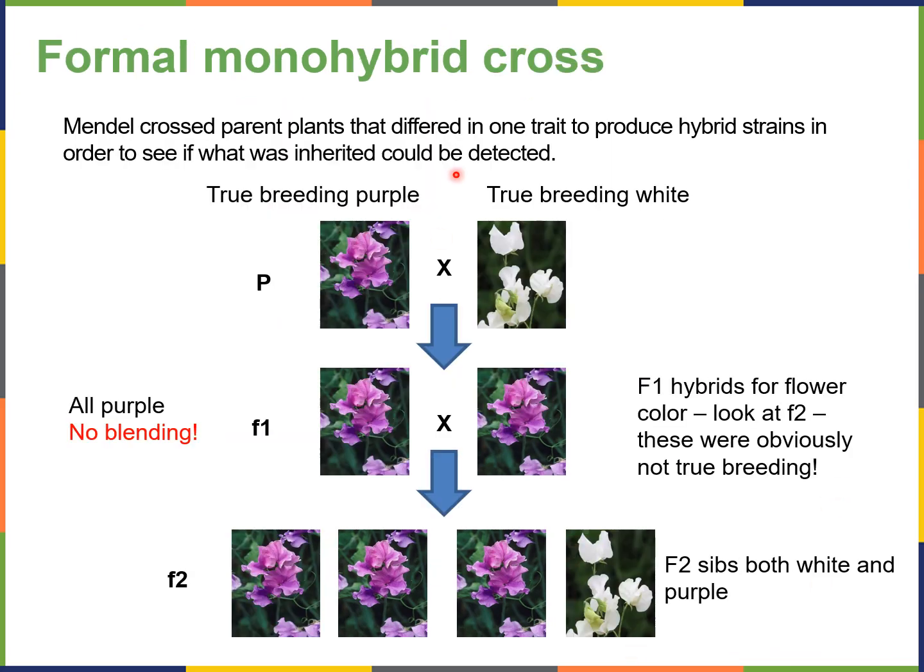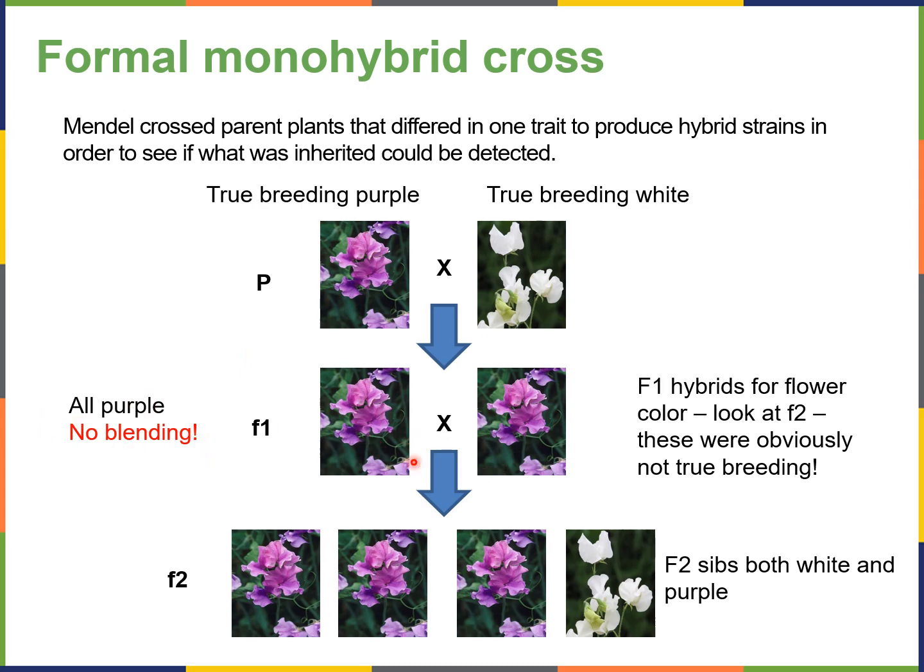To do a cross, we call this a formal monohybrid cross. Don't get too caught up in this language. Basically, we're just going to cross these two parents and form hybrids, okay? So we have a purple pea plant with a white pea plant, and then we cross them and we get these purple flowers down here. But they must be hybrid, right? Because we had a white plant mixing with a purple plant. But there's no blending that we see here.